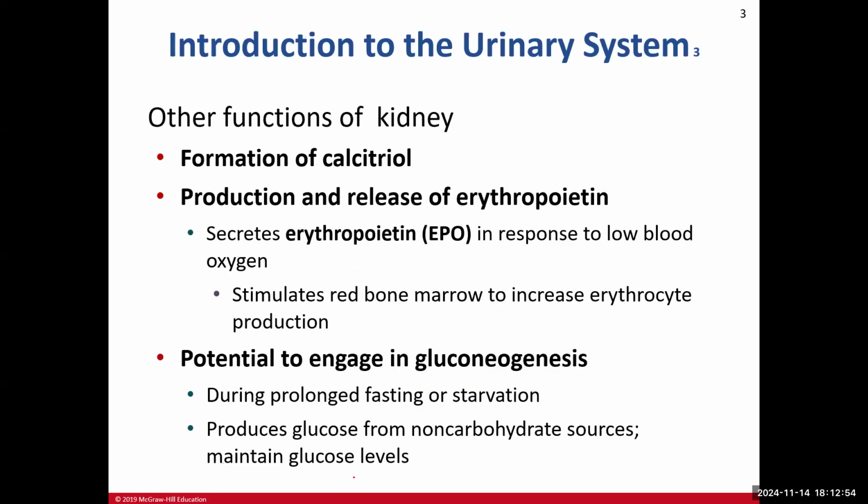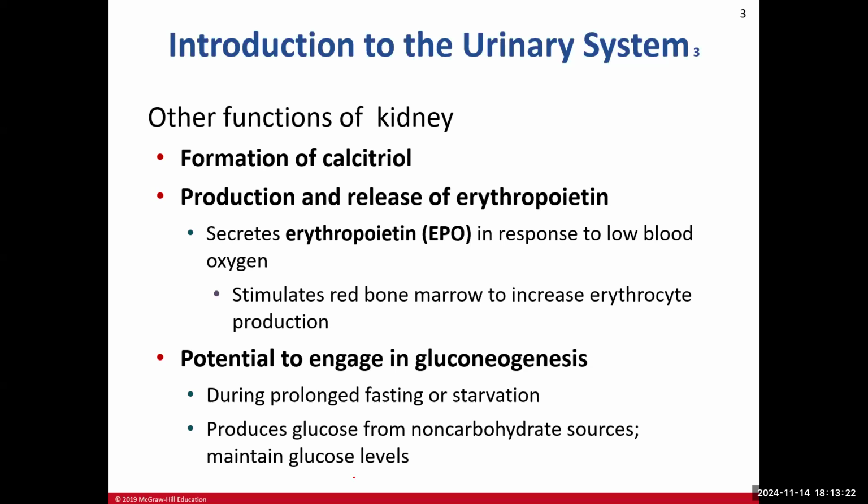All right, we've seen pretty much all of these other functions here. Formation of calcitriol, which is what? Vitamin D. Yep, the active form of vitamin D. So we've known ever since chapter 6 when we learned about the skin, where vitamin D is first made, and then it has to go on a nice little journey. It goes to the liver and gets converted into calcidiol. Still not the active form. Then it makes it to the kidney where it gets converted to calcitriol.